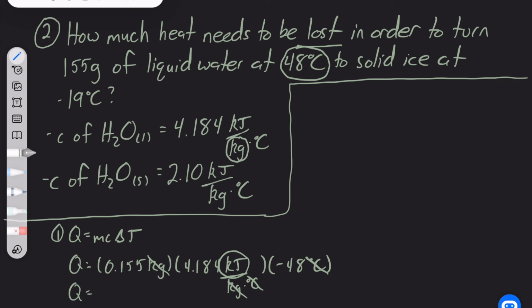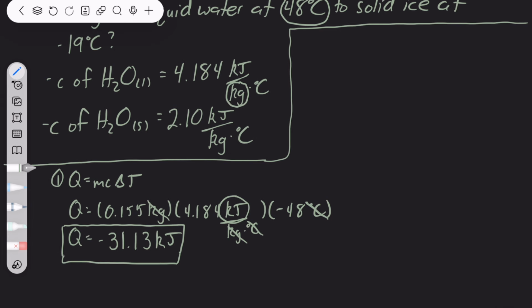and you should get a Q value of negative 31.13 kilojoules, and that makes sense because if our water decreases in temperature, that means it loses heat. So our Q value should be negative. All right, let's keep going.